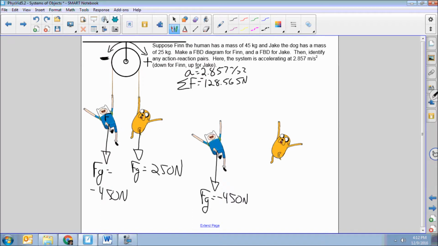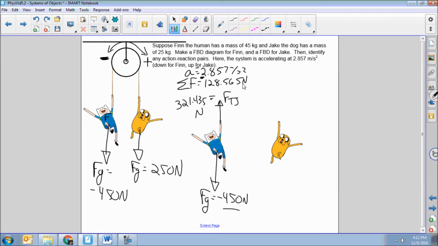But the tension from the rope from Jake is slowing him down. So the question is, what force does that have to be to make my net force negative 128.56? Do your algebra, call that force x plus negative 450 equals negative 128, and you discover that the force of tension from Jake has to be 321.435 newtons. Okay?